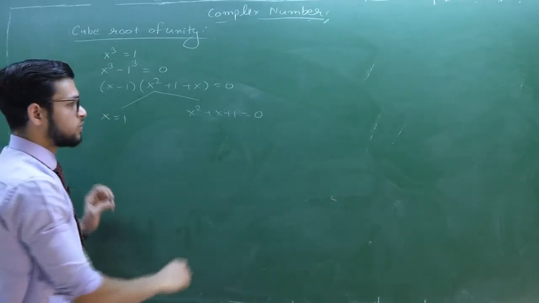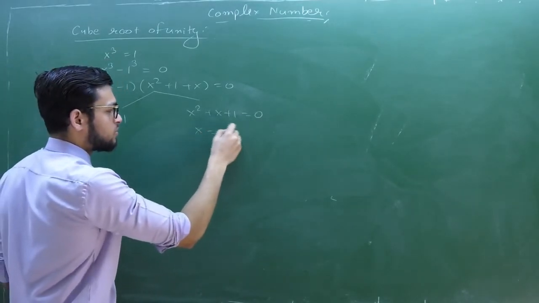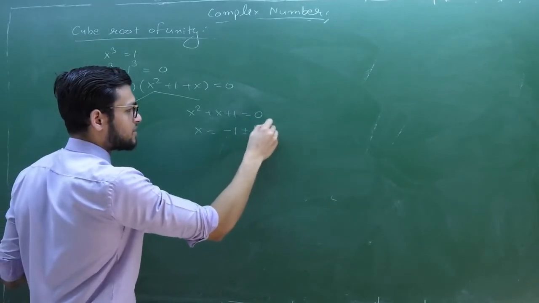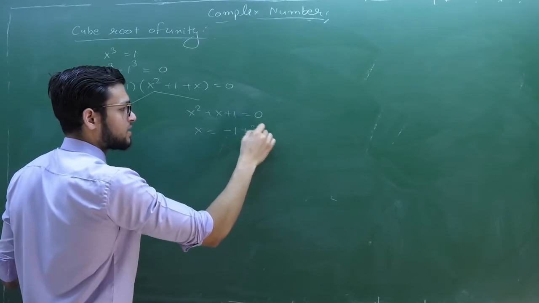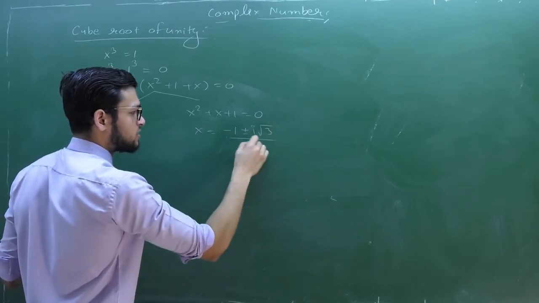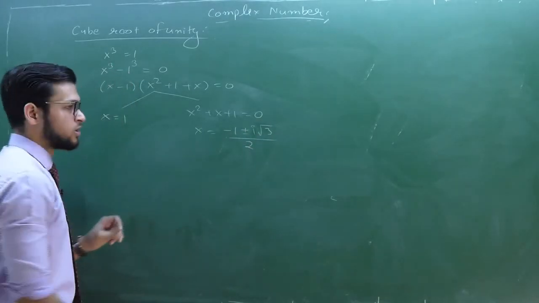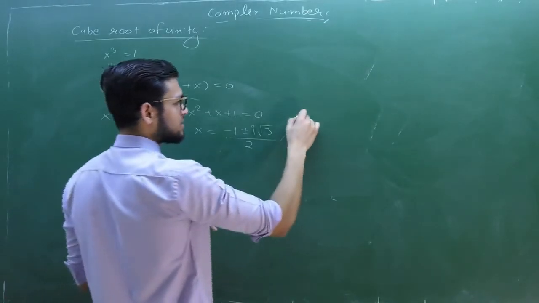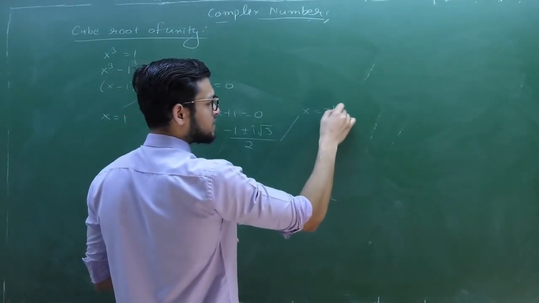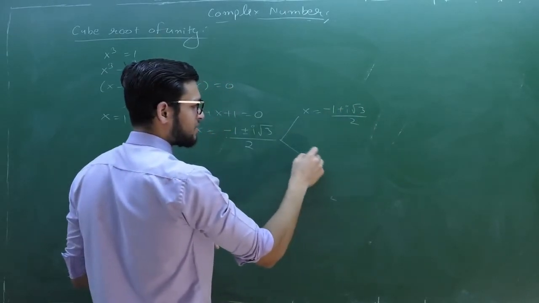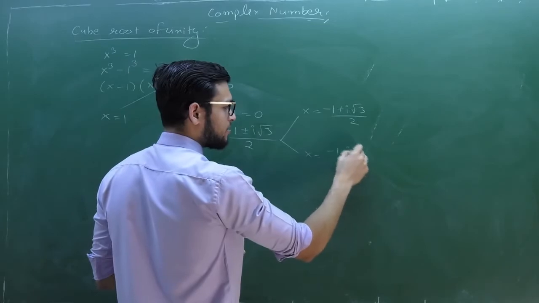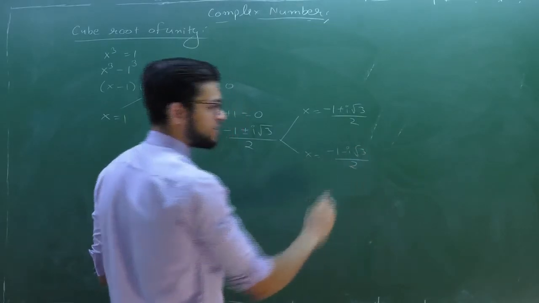Now if we calculate the root, then x will be equal to minus 1 plus minus iota root 3 divided by 2. So the first term we have is x equals minus 1 plus iota root 3 divided by 2, and the second term we have is minus 1 minus iota root 3 divided by 2.